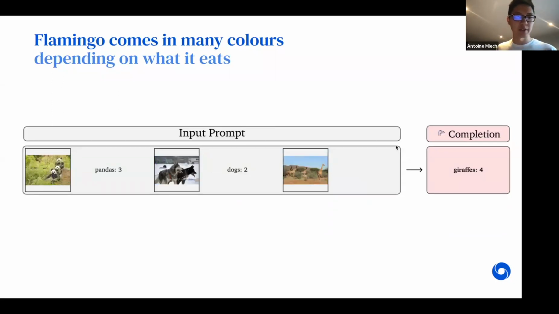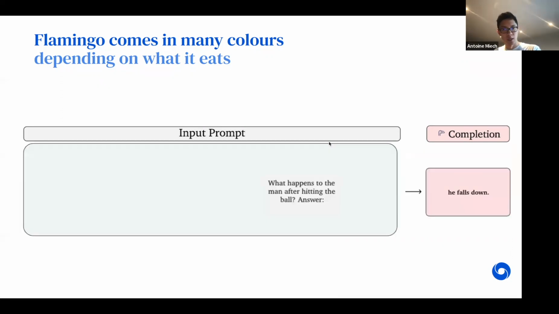Another example is where we task the model to both identify the animal and also how many of them there are, and the model is able to follow this pattern and quickly understand how to solve the task.